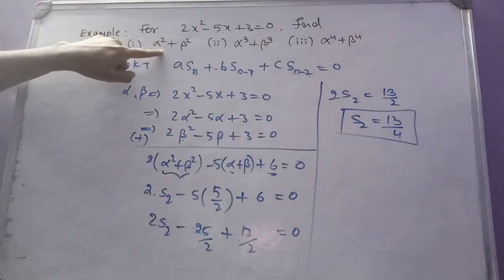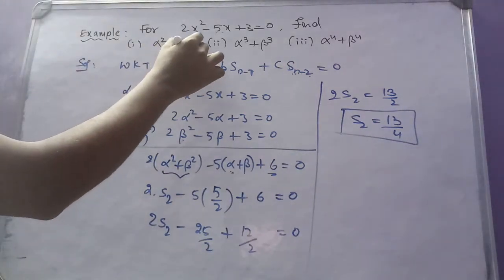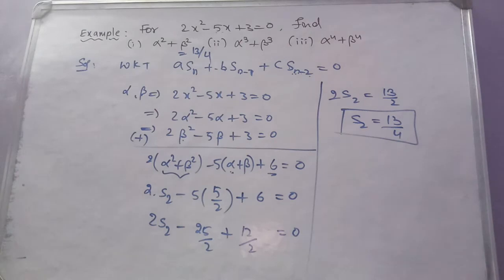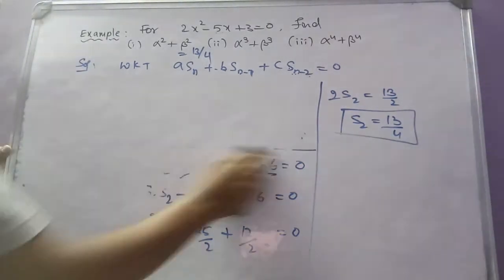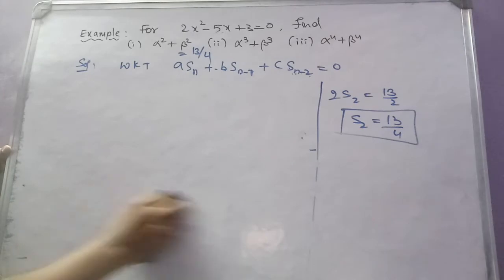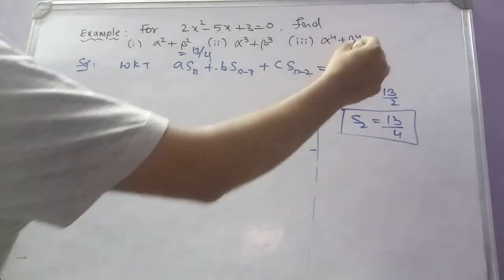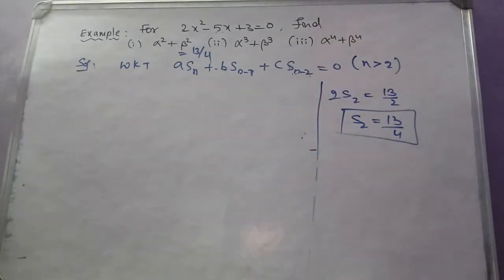I got the value of s2. s2 means alpha square plus beta square. Its value is 13 by 4. Now using s2, let us find s3. Now for all the remaining, I can use this formula for n greater than 2. There is a small correction in the theorem, in the condition also: you take n greater than 2. Okay, do not take n equal to 2.